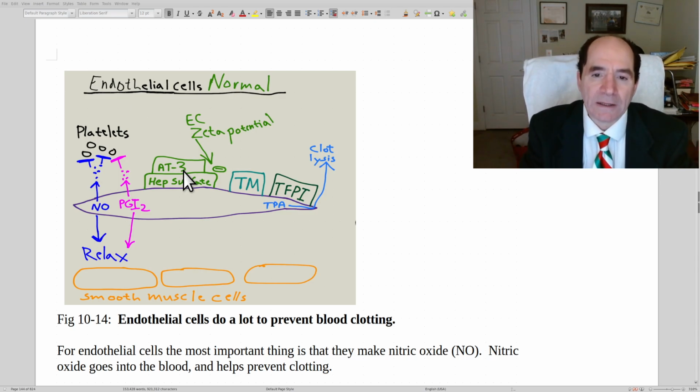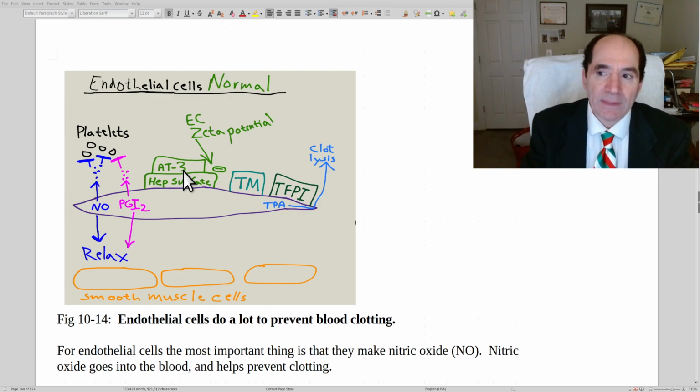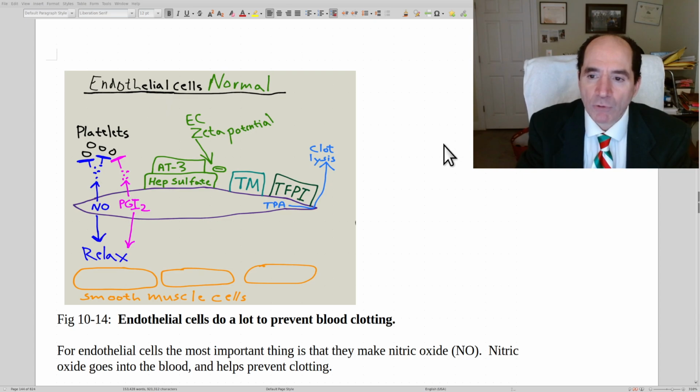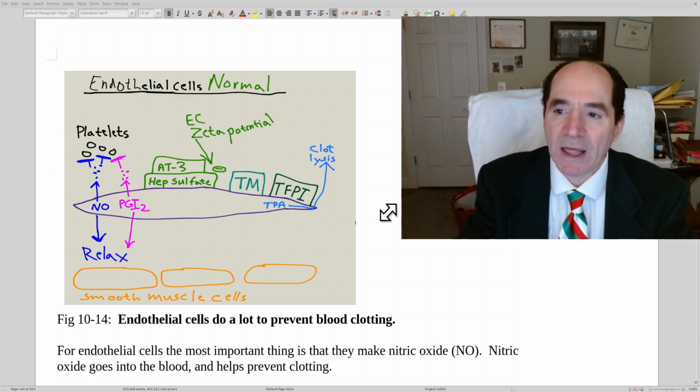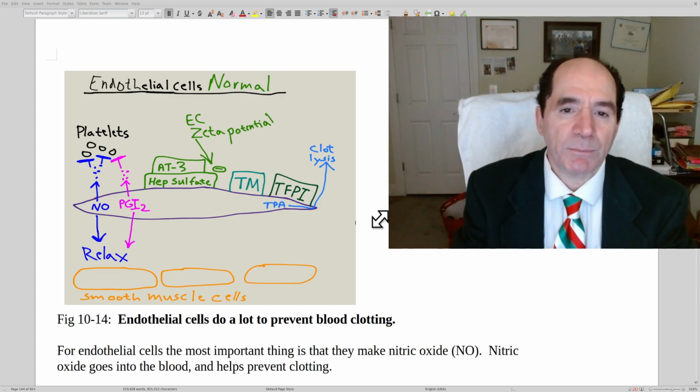You don't want clots, because the most common cause of death in the United States is a heart attack, all right? And that's from a blood clot forming in the arteries of the heart. What I'm trying to say is most people die because of a blood clot. When they have a stroke, that's because of blood clotting in the arteries of their brain.